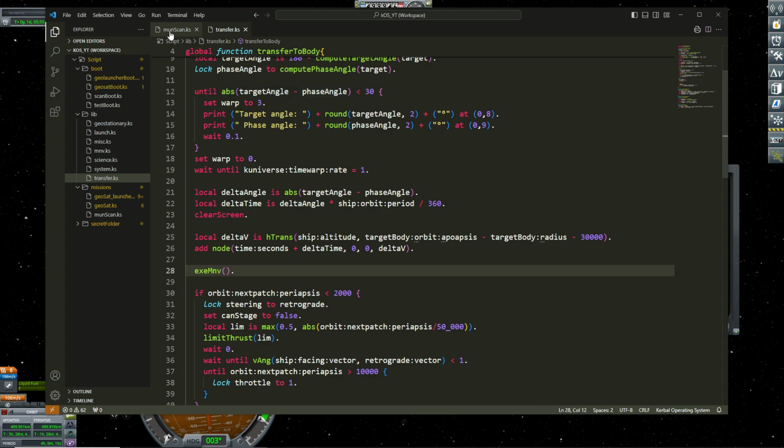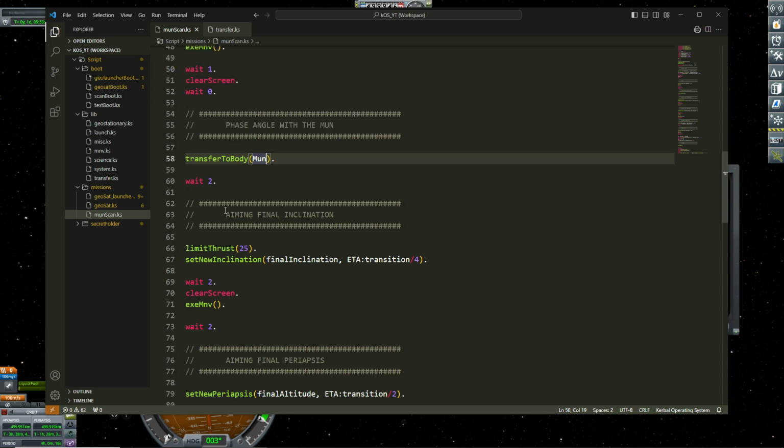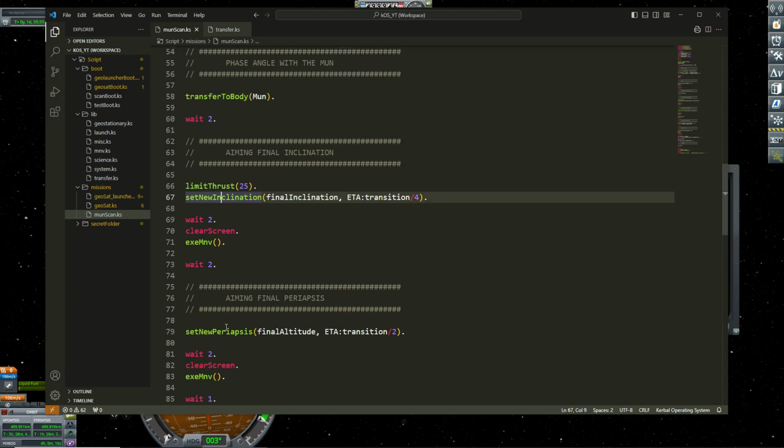And after that you can continue your script, and you can change the inclination and the periapsis of your orbit around the moon. I think this is all you need to know to launch a rocket around the moon and to change its periapsis and its inclination, for example, to scan the moon and to go to a polar orbit.